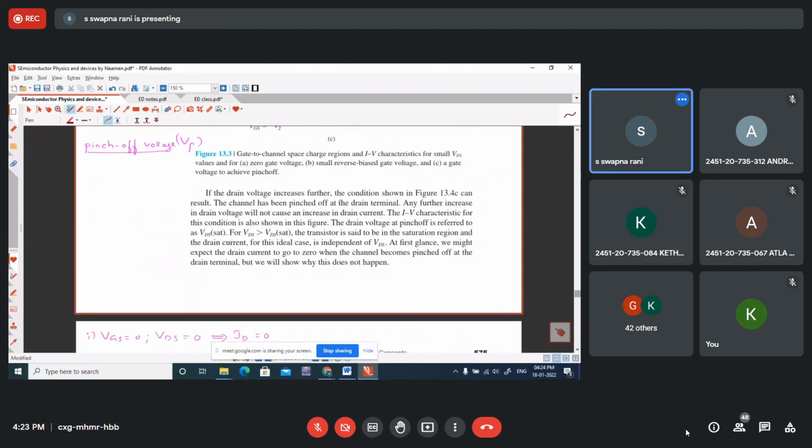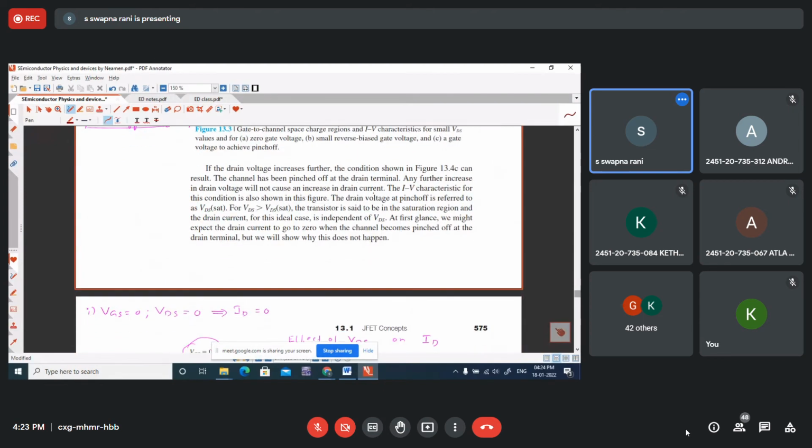Now see here. The drain voltage at pinch off is referred to as VDS sat. What do you mean by pinch off? The drain voltage where these wedge-shaped depletion regions come in contact is also called pinch off. And the drain voltage where this pinch off takes place is denoted as VDS sat.